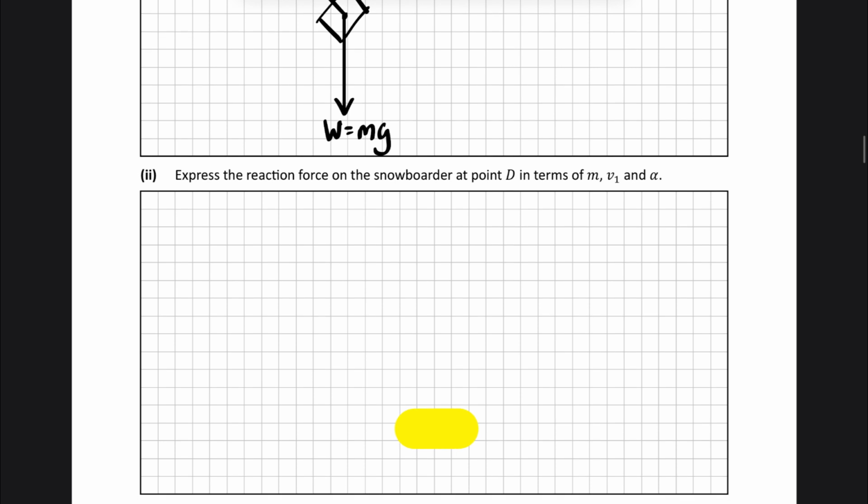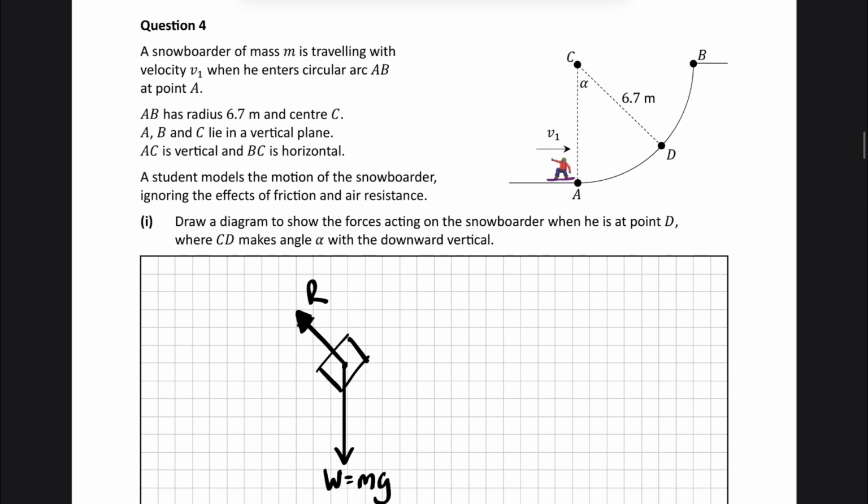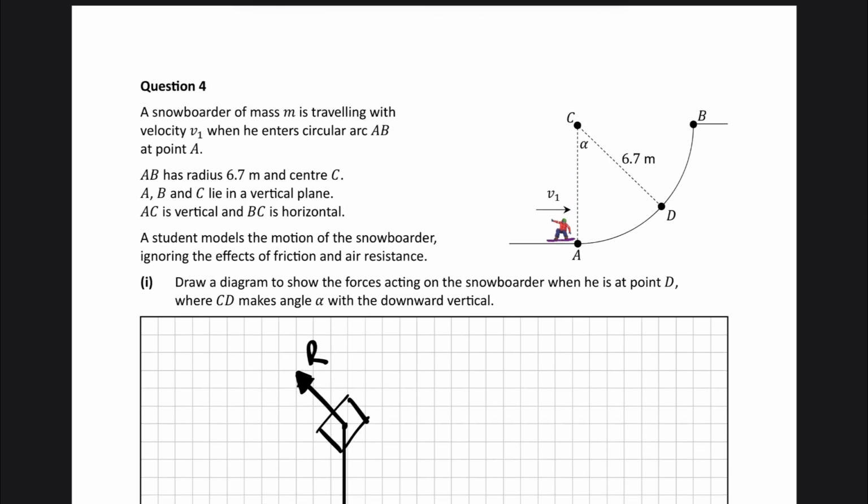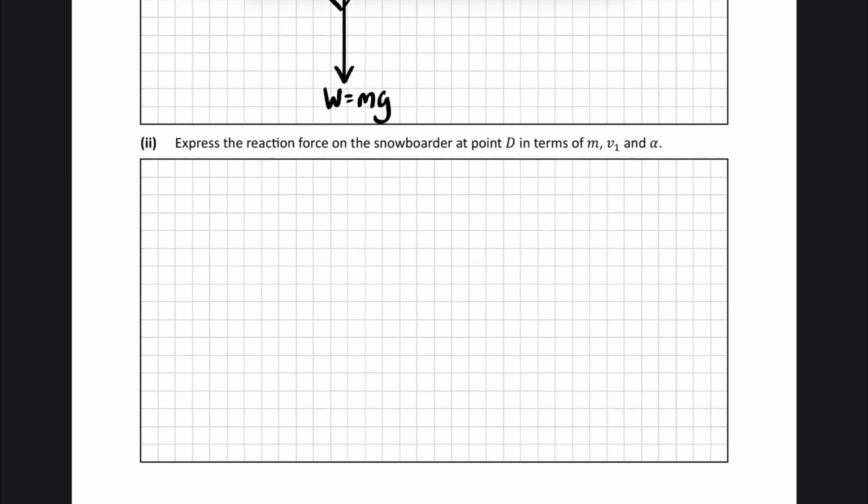Part 2, express the reaction force on the snowboarder at point D in terms of m, v1 and alpha. Now in this case here, there are 2 considerations I would take into it. One is I take into consideration forces, so when he's here, the forces, and the other consideration I would take into it is energy. I'll do the forces first. With the forces, be very careful with this one, and this is where people get really confused, I find.